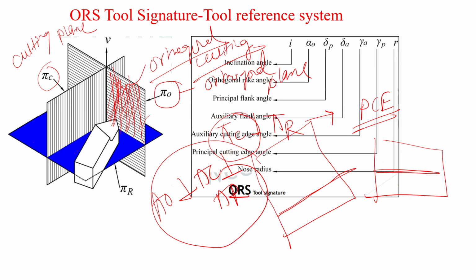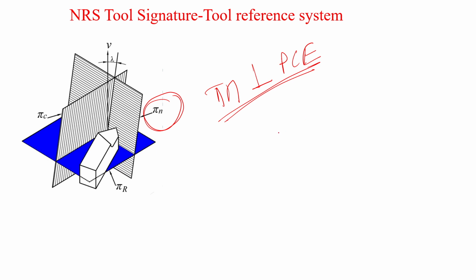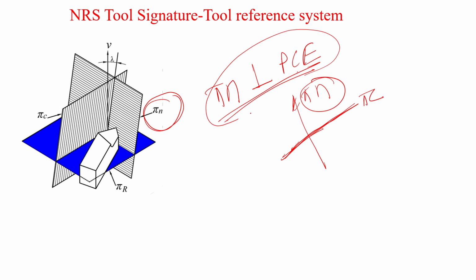So this is the ORS system, and we have discussed the different designations last time. Then we have the NRS system. In the NRS system, another plane comes into the picture, pi n. This pi n plane is the plane which is perpendicular to the principal cutting edge. We have pi c, which contains the principal cutting edge. Then pi n will be perpendicular to this.